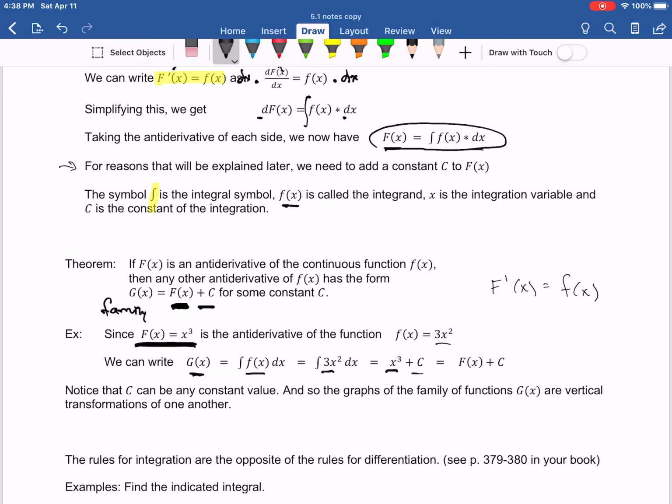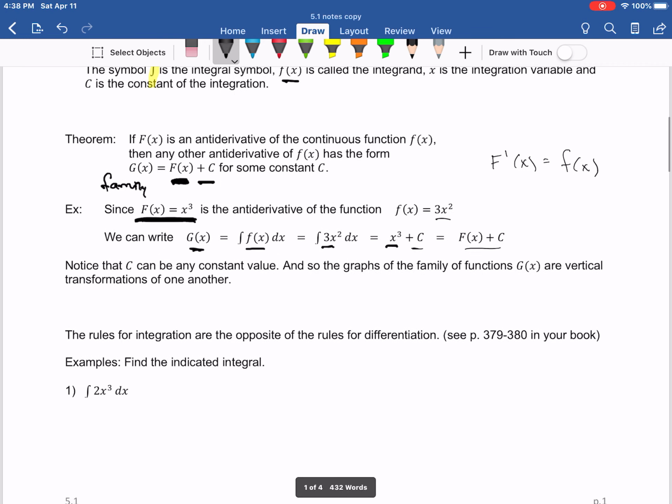But then we add this integral constant, the constant of integration, that plus c, and we get our whole family of functions. C can be any constant value you want it to be: positives, negatives, square roots, fractions, decimals, rational numbers, irrational numbers, anything you can think of. And so all of the graphs of this family of functions of g are just vertical transformations of one another, because whenever you add a constant or subtract a constant, it moves that basic function up or down.